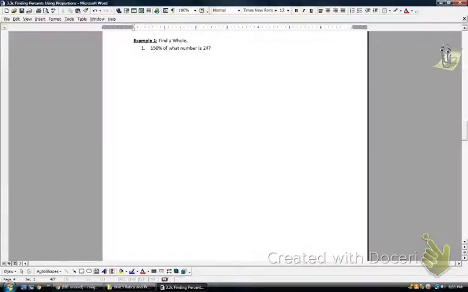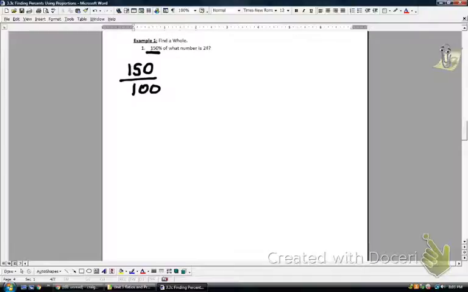Alright, so our first example is find a whole, and if you want to use a percent wheel, you certainly can, but I'm going to show you using the algorithm that we just learned. So we're going to find 150% of what number is 24. My algorithm says start with the percent. So there's my percent, and I'm going to write 150 over 100. I didn't put the percent sign on there because when I write it over 100, that's what the percent sign means. Remember, percent means of 100.